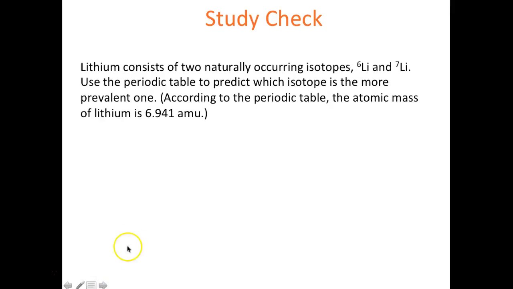Lithium consists of two naturally occurring isotopes, lithium 6 and 7. According to the periodic table, the atomic mass of lithium is 6.941. So which is the most prevalent? It would have to be lithium 7.